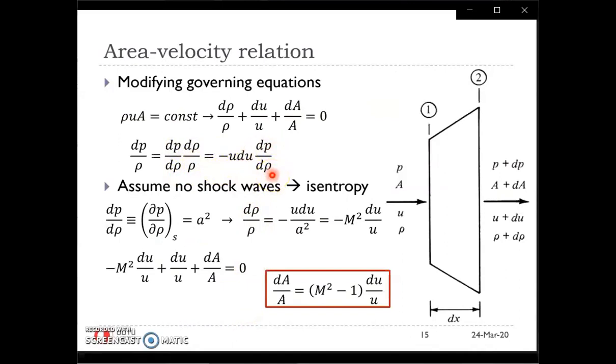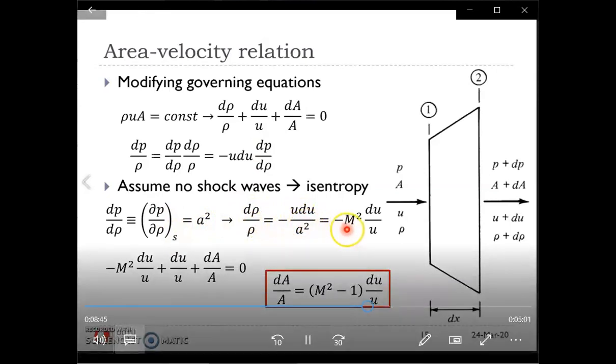But for a flow with no shock waves and with isentropic conditions, we know that dp over dρ, for constant entropy, is equal to the square of the speed of sound. We have seen this before in our classes previously in the semester. So a squared, so dρ over ρ therefore becomes equal to minus u du over a squared, which can be rewritten as minus Mach squared times du over u.